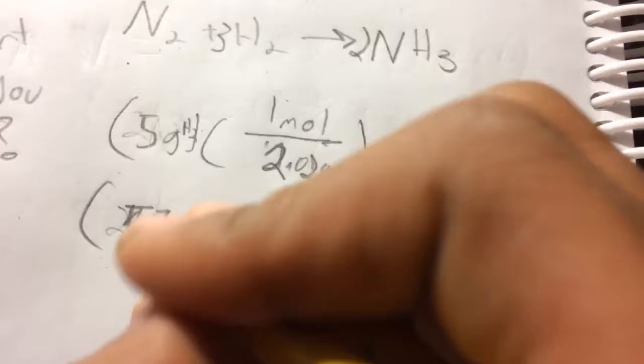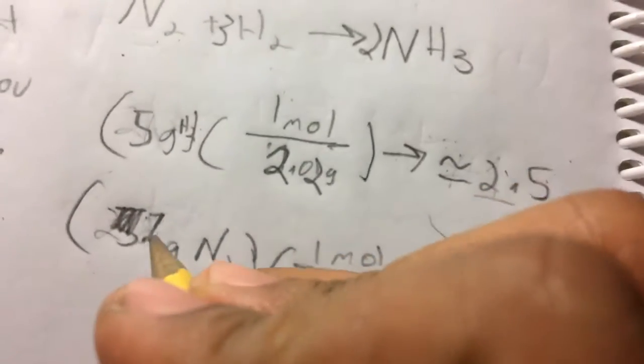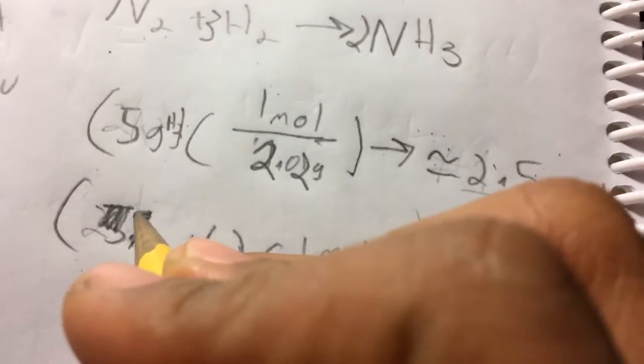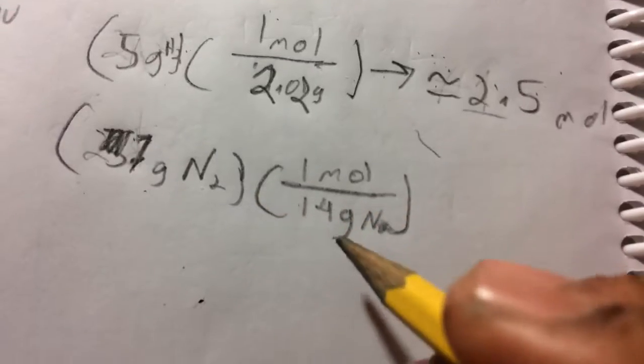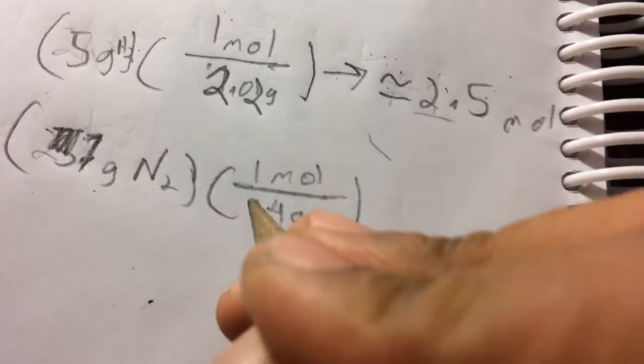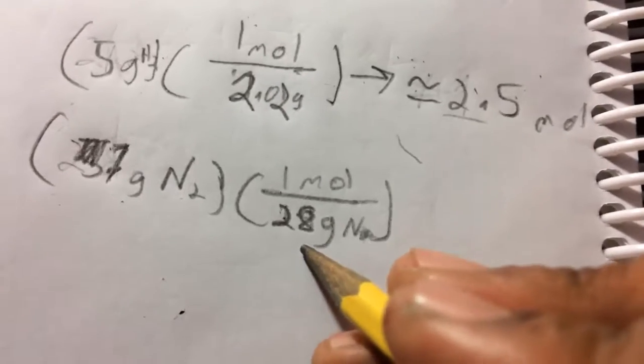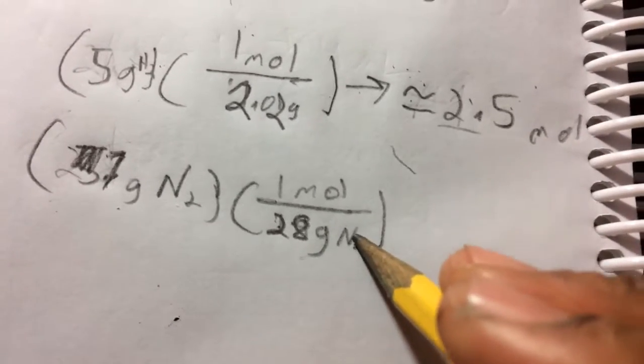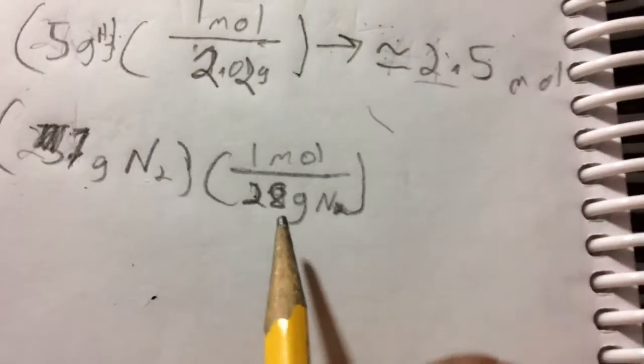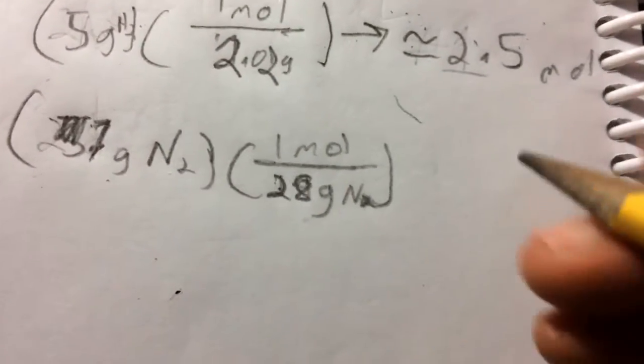Now you have nitrogen, and they say you have 7 grams of nitrogen. So let's turn that into a 7. Sorry, this is super messy. This is not a professional tutorial. So you have 7 grams of nitrogen, or dinitrogen. For every 1 mole, you get 28 grams of dinitrogen. The reason is that nitrogen alone is 14, but when you have dinitrogen, you multiply it by 2.